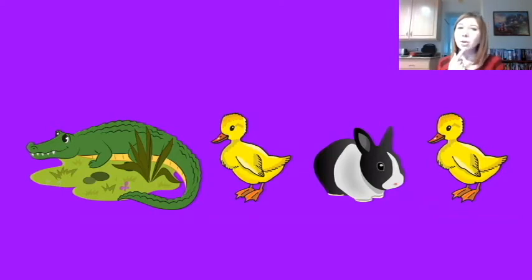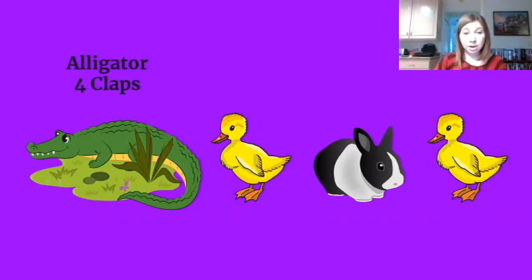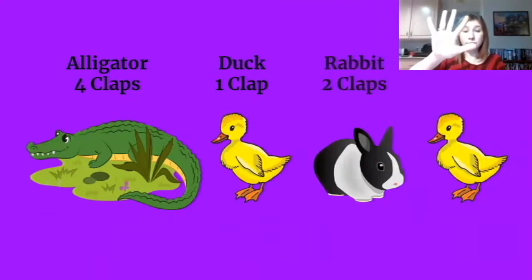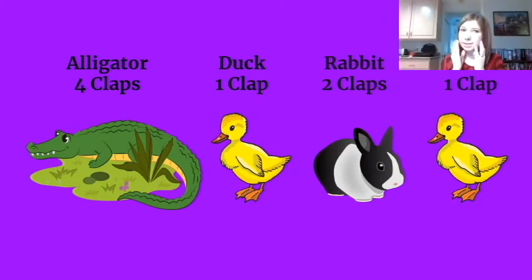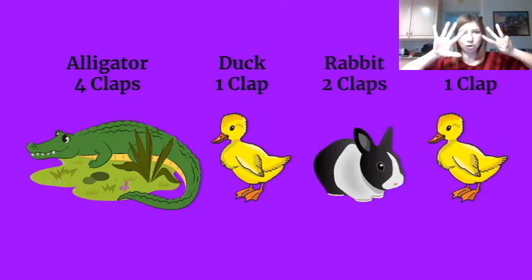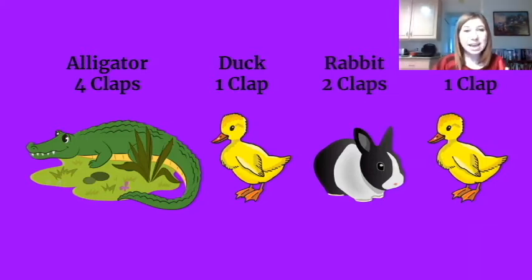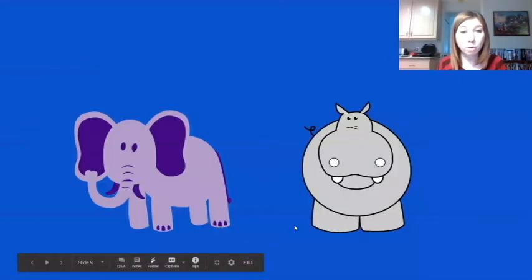Now let's think, how many sounds do we have total again? Alligator is 4. We know that duck is 1, so 4 plus 1 is 5. Rabbit is 2, 5, 6, 7. And duck is 1. We have 8 beats again. Interesting. The first one was 8, and this one was 8. Ah, I got my fingers all crossed. 8. Okay, let's see. We've got one more combination.